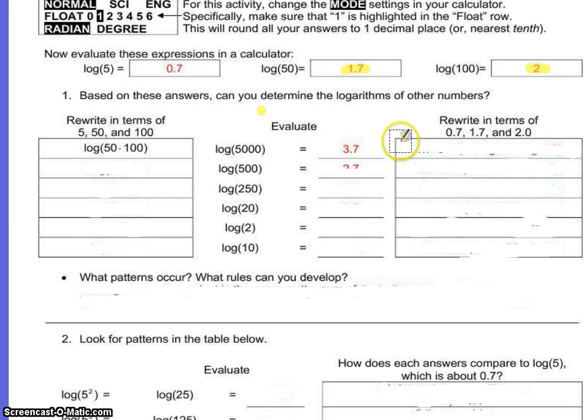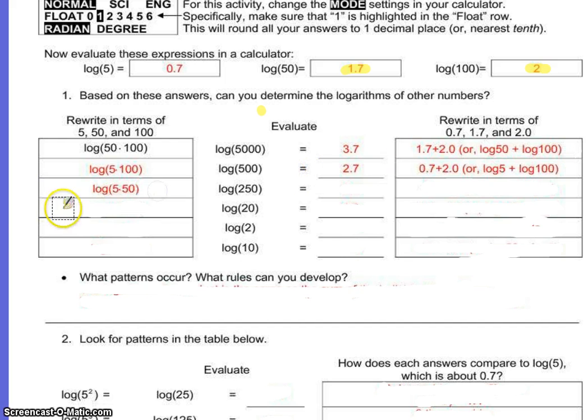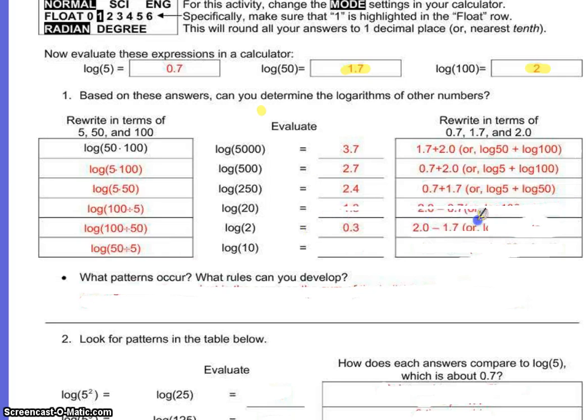What I found out, if I rewrite these in terms of 0.7, 1.7, and 2, is 1.7 plus 2, or log 50 plus log 100. Now I'm going to do the same thing for the next one. I want to know what log of 5 times 100 is. 5 times 100 is 500. If I look at log of 5 and log of 100, I get 2.7, which is the same as saying 0.7 plus 2, or log of 5 plus log 100. Now go ahead and write these down, and we're going to talk about why these rules are what they are and how they come to develop what our properties are.